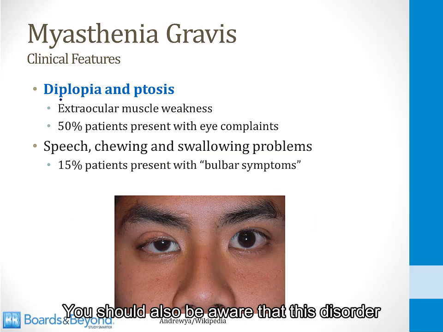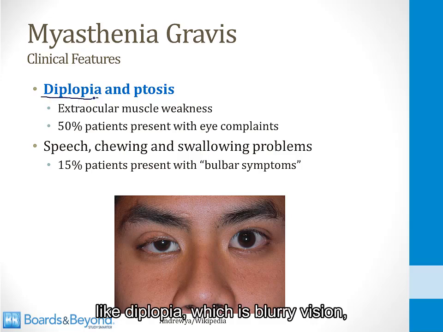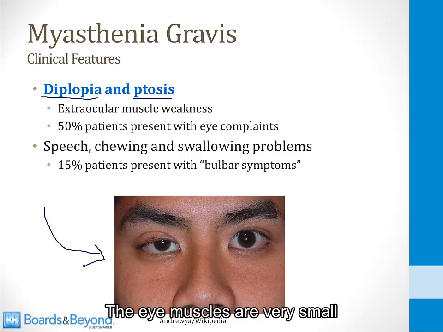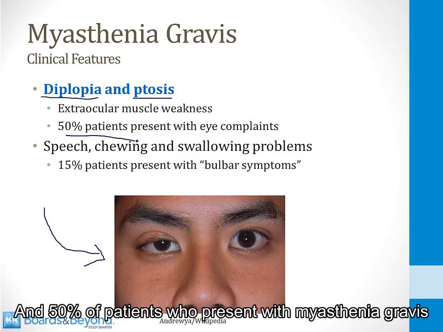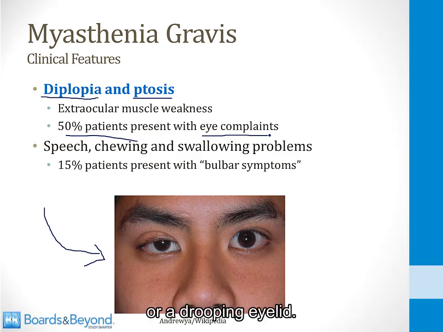You should also be aware that this disorder classically presents with eye problems like diplopia, which is blurry vision, and ptosis, which is drooping of the eyelid as shown on the screen here. The eye muscles are very small and they are very vulnerable to blockade of just a small amount of nicotinic receptors, and 50% of patients who present with myasthenia gravis present with complaints of blurry vision or a drooping eyelid.